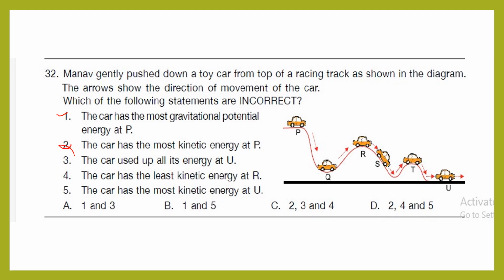Statement 3. The car used up all its energy at U. This statement is also incorrect. Statement 4. The car has the least kinetic energy at R. This statement is also incorrect. Statement 5. The car has the most kinetic energy at U. This statement is correct. So our answer is option C, 2, 3 and 4, because we have to find only incorrect statements.